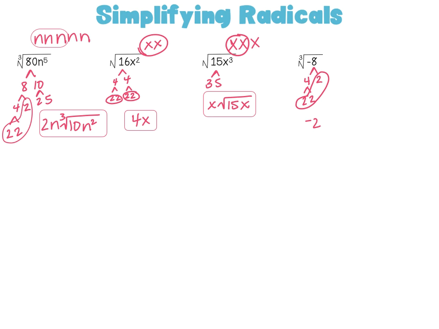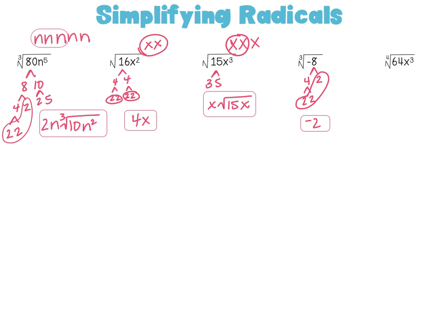Anytime that you have an odd index and the number underneath is negative, I always just automatically know that my answer is going to be negative. So I do everything the same and I just make sure to make my final answer negative. Now, if the index is even, that's going into imaginary numbers territory, and I will cover that in another video. So that is my final answer.